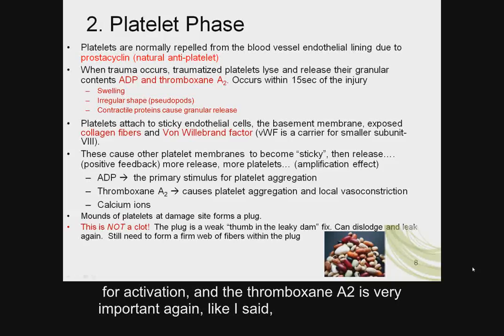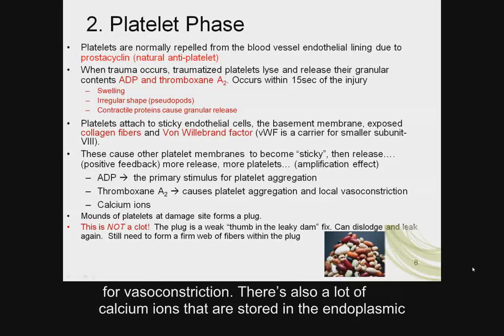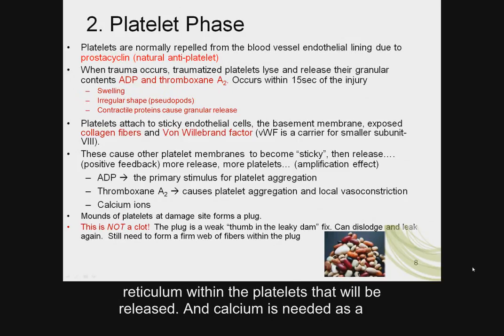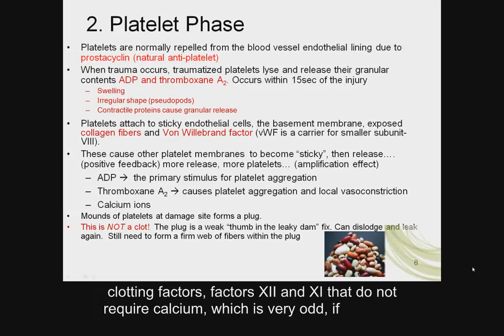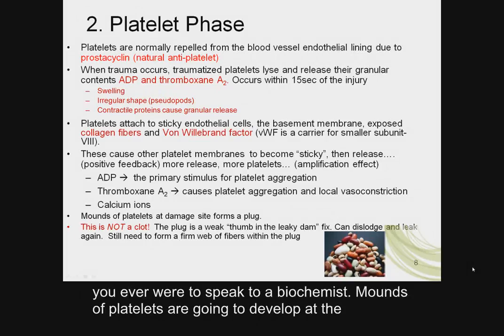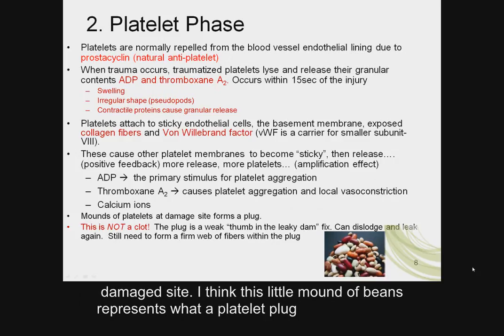The ADP with the thromboxane A2, they're going to be the primary stimuli for activation. And the thromboxane A2 is very important, again, like I said, especially for the vasoconstriction. There's a lot of calcium ions stored in the endoplasmic reticulum within the platelets that will also be released. And calcium is needed as a cofactor for many of the clotting factors. Many, but not all. There are a couple of clotting factors, factors 12 and 11, that do not require calcium, which is very odd if you ever were to speak to a biochemist.